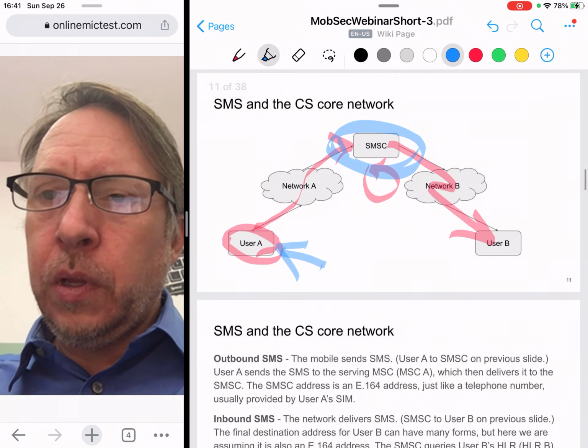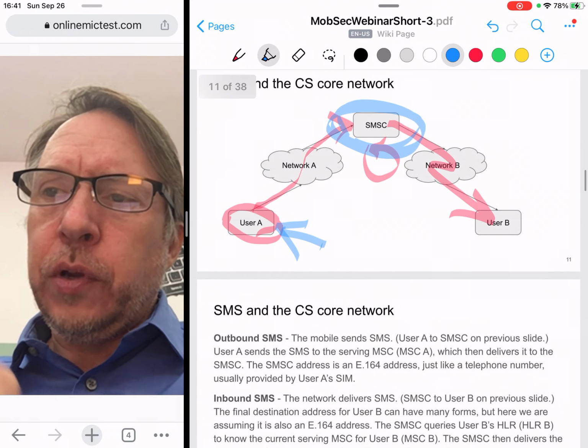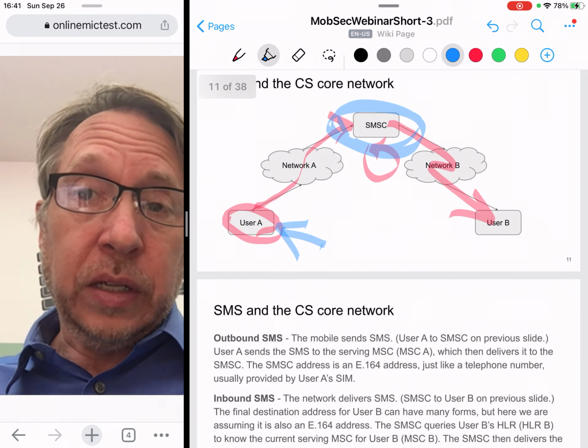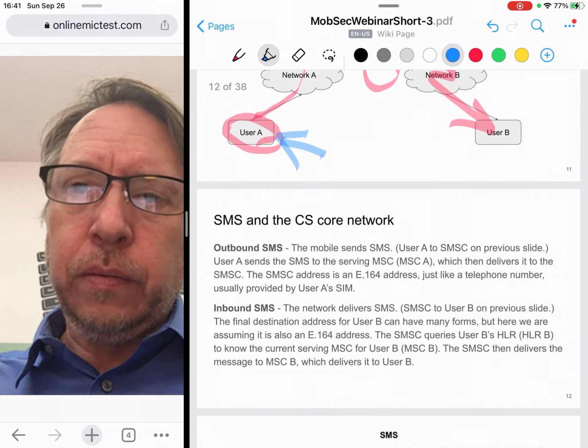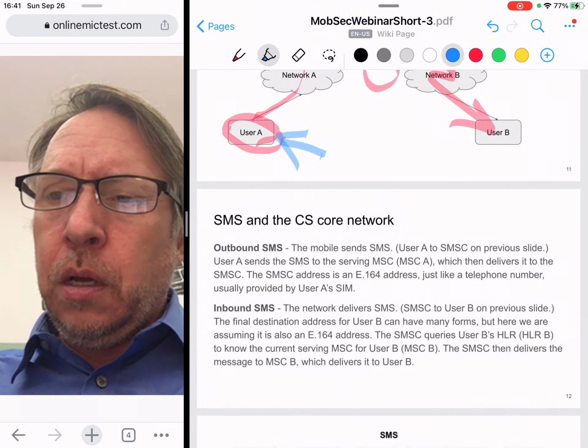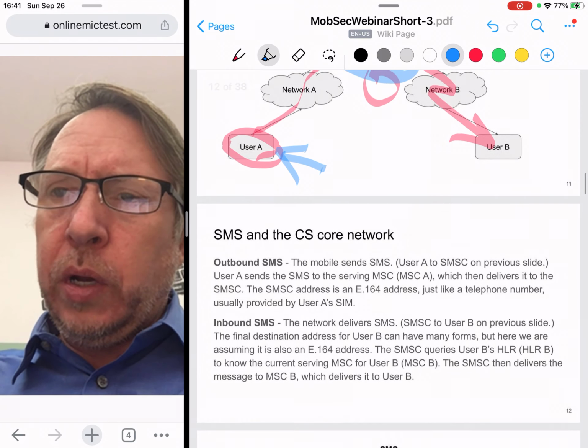Forward again. Inbound SMS. The final destination address for user B is usually a telephone number, but it doesn't have to be. It could be an email address. Some operators support that, where an SMSC will actually deliver text messages via email. It's provided for in the standard, but it's usually a telephone number to go to user B's handset. So what happens for this is that, move to the next slide, slide 13, which I see doesn't have a number either, but just after slide 12.